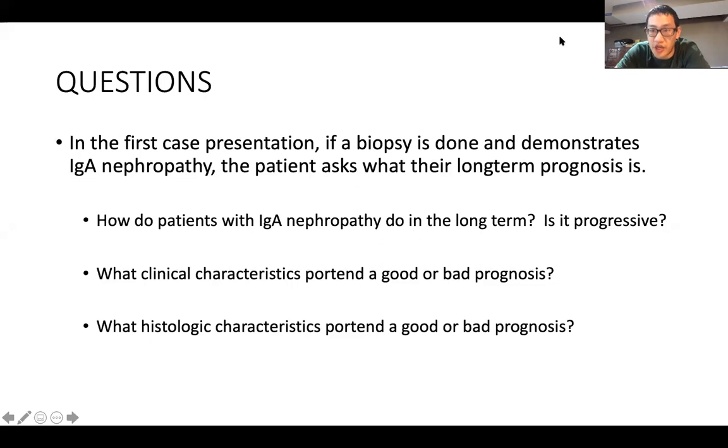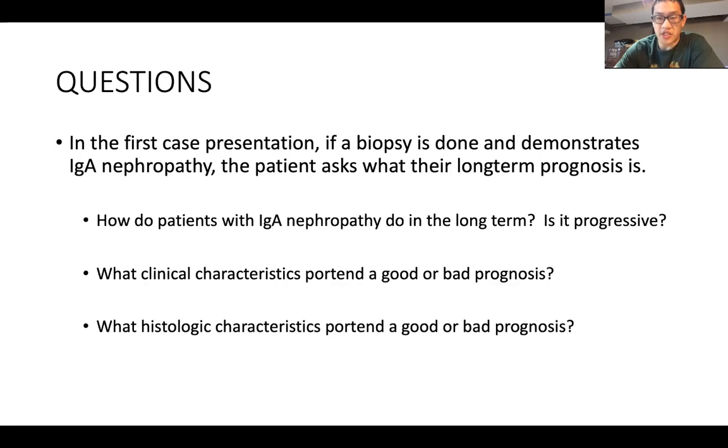All right, let me look at the chat here. Sana says slow progression. Slow meaning what? Years, decades? What do you think? Okay, years. And then what clinical characteristics would tell you if a patient's going to do well or poorly? Okay, Anish says proteinuria more than a gram. That's a good one. This patient had pretty low level proteinuria, so that's good. Any other clinical characteristics?